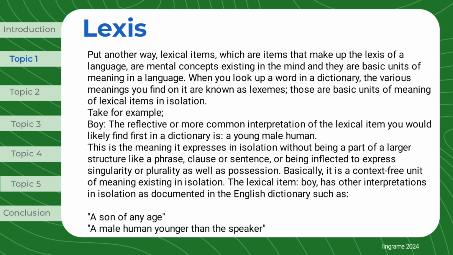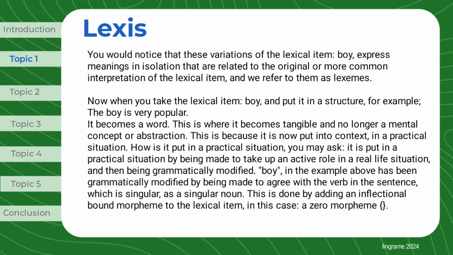The lexical item, boy, has other interpretations in isolation as documented in the English dictionary, such as, a son of any age, a male human younger than the speaker. You would notice that these variations of the lexical item, boy, express meanings in isolation that are related to the original or more common interpretation of the lexical item, and we refer to them as lexemes.